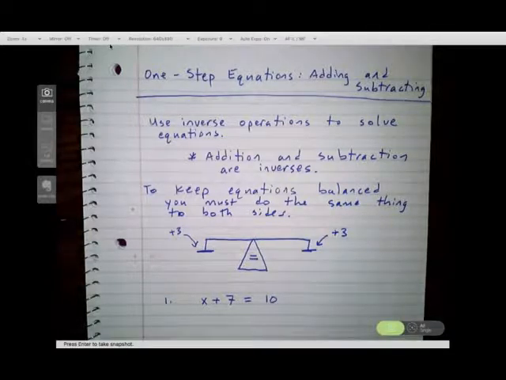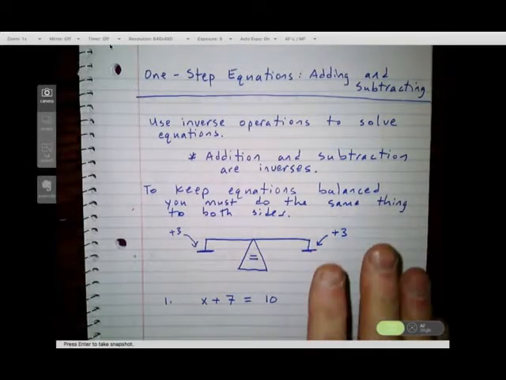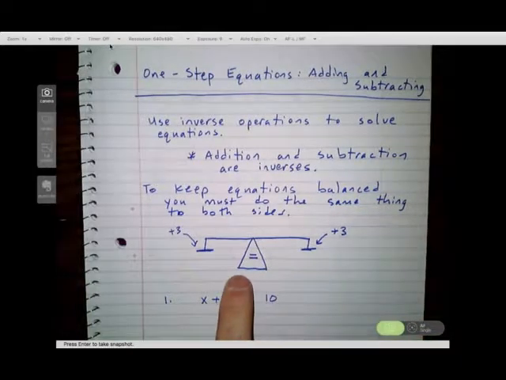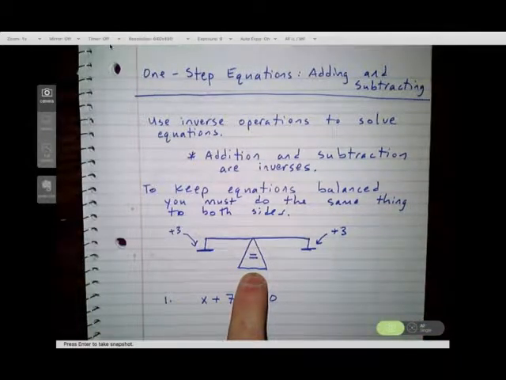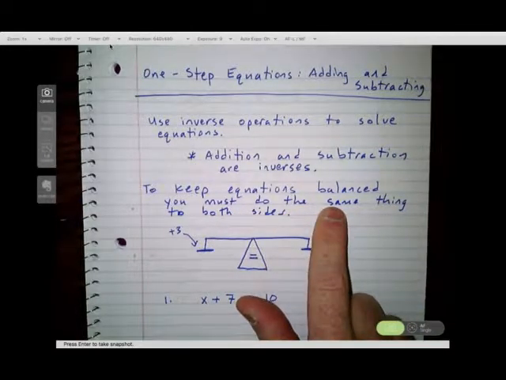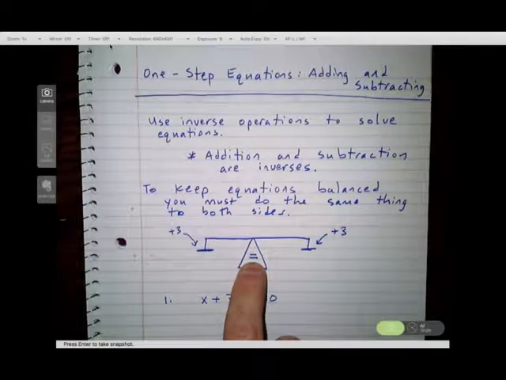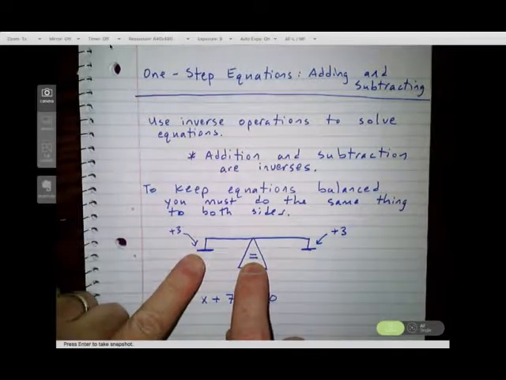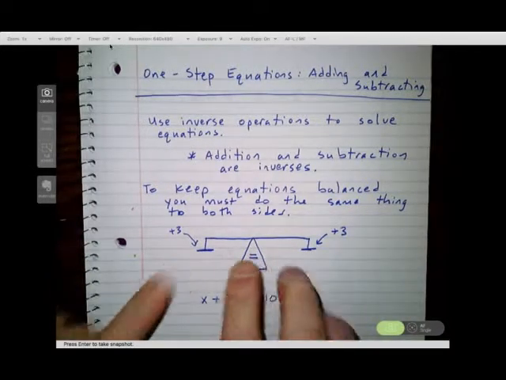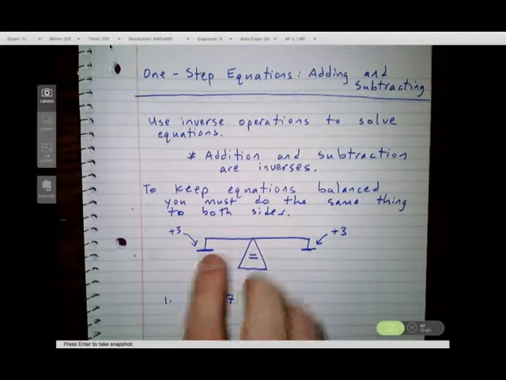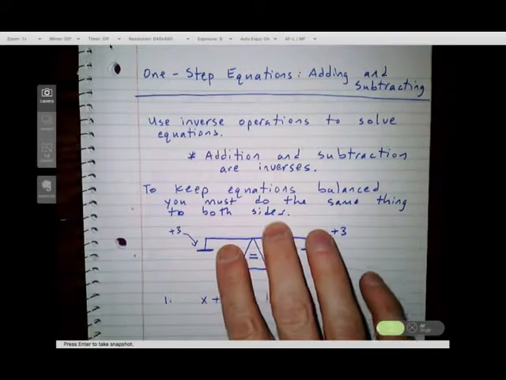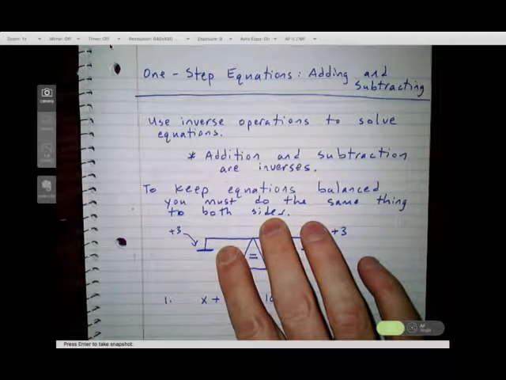Okay, what's really important with equations, this is my bad attempt at drawing a scale, or a balance beam. To keep equations balanced, you must do the same thing to both sides of the equal sign. This is my equal sign here, right in the middle. What I did here was add 3 to this side. If I were to add 3 to just this side of the equation, then my scale would start to tip and it wouldn't be balanced anymore.